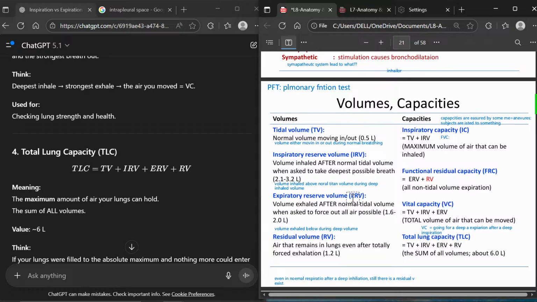IRV and ERV are coming on two different occasions, right? IRV is the volume in after the normal tidal volume, the deepest possible breath. TV plus IRV plus ERV plus IRV. Okay, IRV, ERV, when do they come?